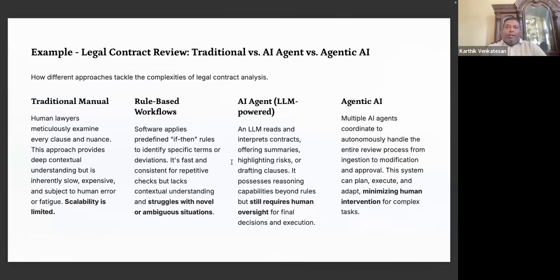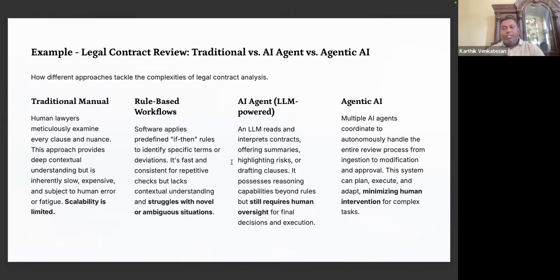Okay, so let's take a legal contract review. Traditionally, lawyers have to go through the contract given by a particular company, and then go through each and every clause, every paragraph, and check whether they are compliant with internal policies. That's when we said, okay, we're going to automate this, and we came up with rule-based workflows. They're better than manual review, but still they have rigid if-then rules. If there are any deviations, it struggles. It struggles in ambiguous situations.